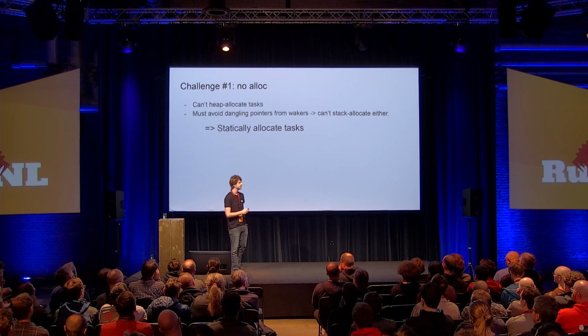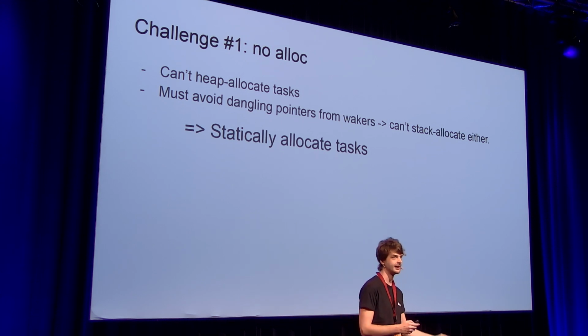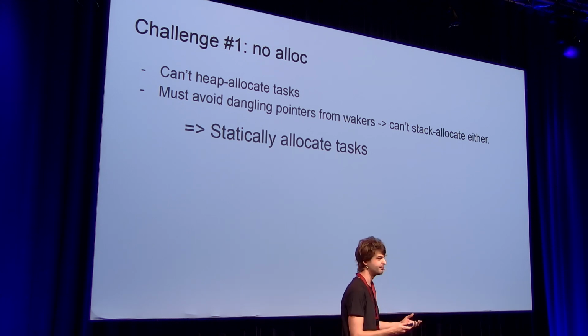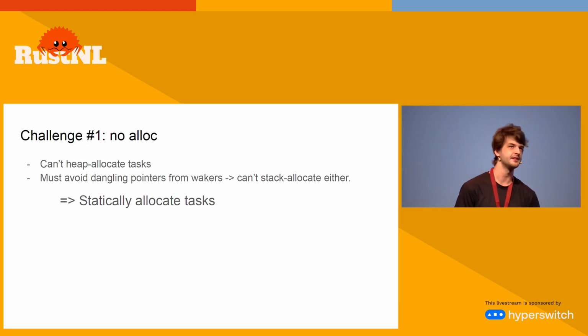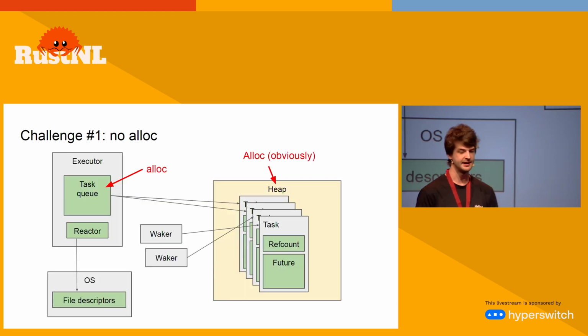So where do we allocate the tasks? In a Rust program, there are only 3 main places you can allocate things. You can allocate them on the heap, on the stack, or statically, in a static. Of course, we cannot heap allocate them. We cannot stack allocate them either, because wakers have no lifetime attached. They can live forever as long as the user wants to.